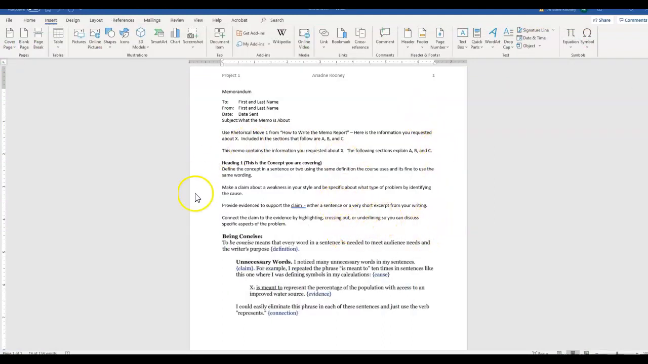And this is what you're going to do. You're going to start building paragraph by paragraph. Remember that each paragraph focuses on one thing in a memo report, just like a paragraph would in a well-written paper. In a well-written technical communication document, each paragraph focuses on one thing. And you're going to be using headings. Each heading is going to have a title. It can be the concept you are covering. It can be short and sweet.